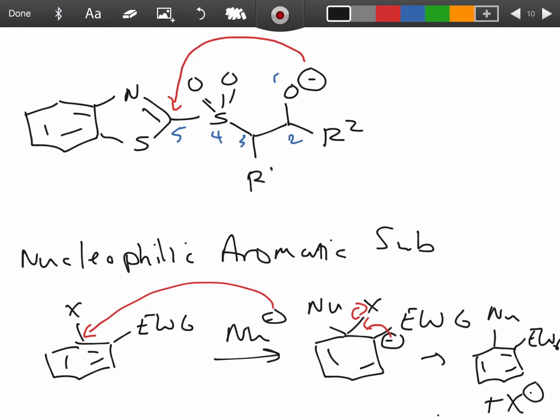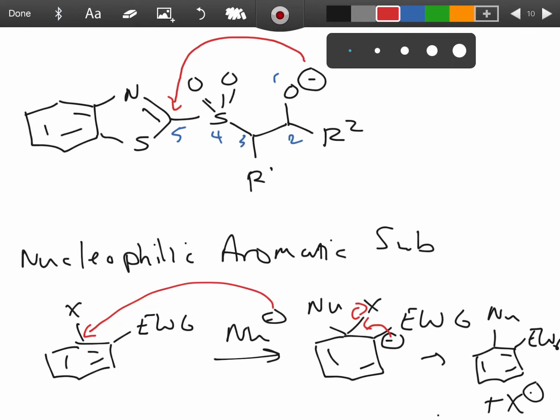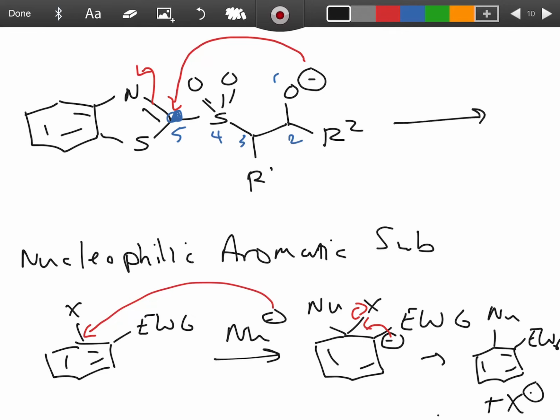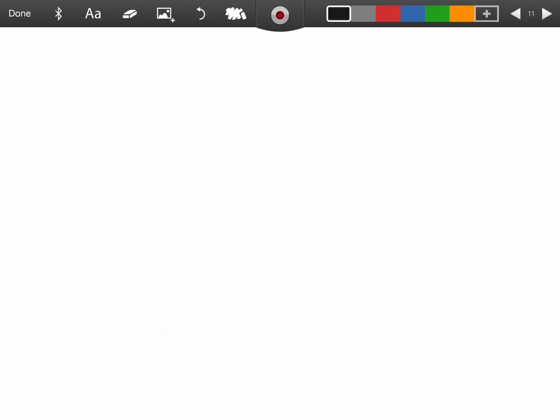Well, here our electron withdrawing group that we need to push electrons toward is our nitrogen. So what happens is this: the O minus adds to the carbon that has the sulfur on it. The sulfur is pulling electrons away from that carbon, making that carbon positive, and then we push electrons up onto the nitrogen, right? And then we're going to get something that looks like, see if I can draw it, this.